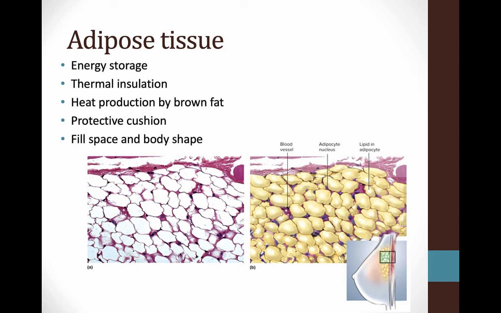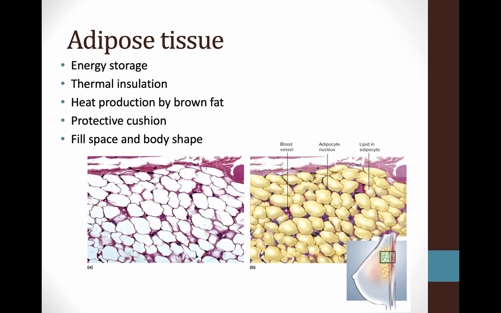Our fat can help insulate us, so people who have more body fat tend to have more thermal insulation. They don't feel as cold. And there's a special type of fat called brown fat that's found mostly in children that helps to produce heat, especially for small children who have small body sizes.